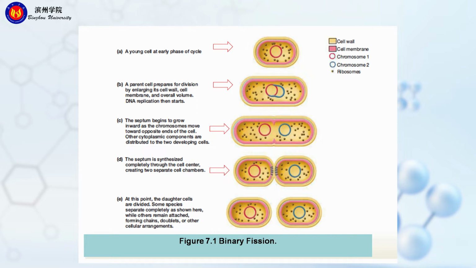Finally, the septum is synthesized completely through the cell center, creating two separate cell chambers, or we can call them progeny cells, each having its own chromosome and a complement of other cellular constituents. Some species separate completely as shown in the last picture, while others remain attached, forming chains, doublets, or other cellular arrangements. This is the process of binary fission.